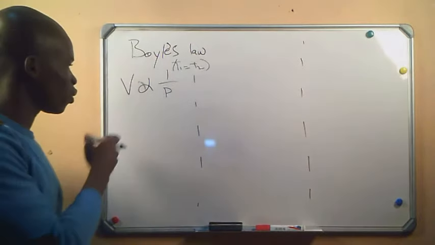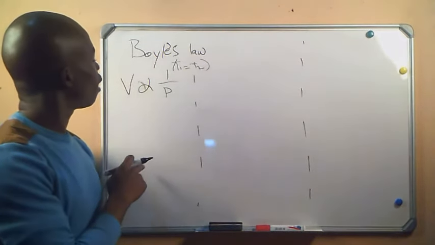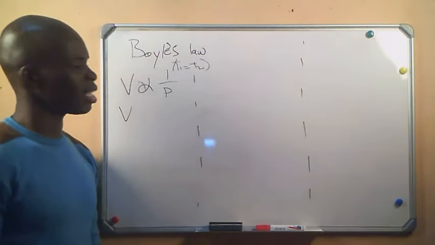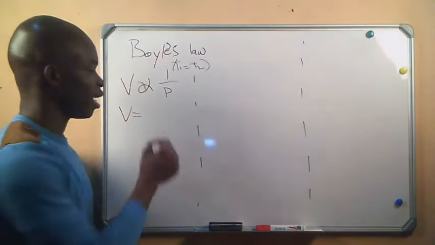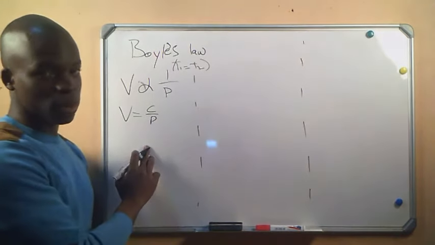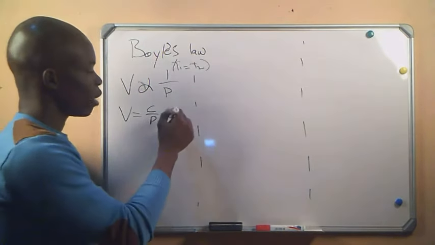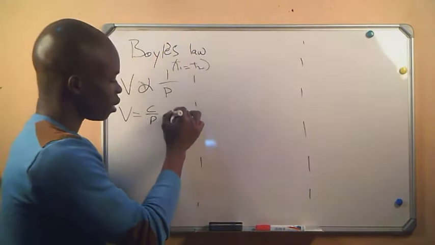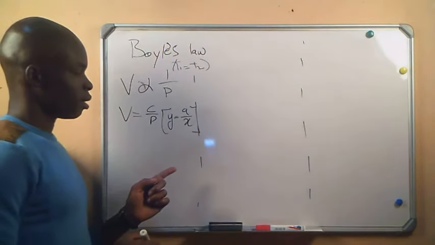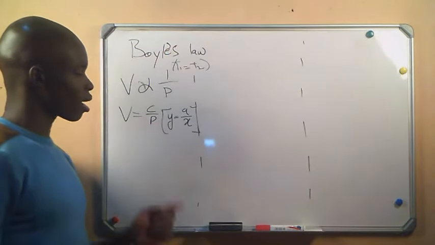And then let's try to present this in a useful format. So we have our V. We know that if you want to remove the proportionality sign, you must introduce a constant. In this case, we will be using C. It could be anything. A constant could be any letter. And then looking at this equation, we can express it in terms of y equals a divided by x. So we know that this is a hyperbola graph equation.